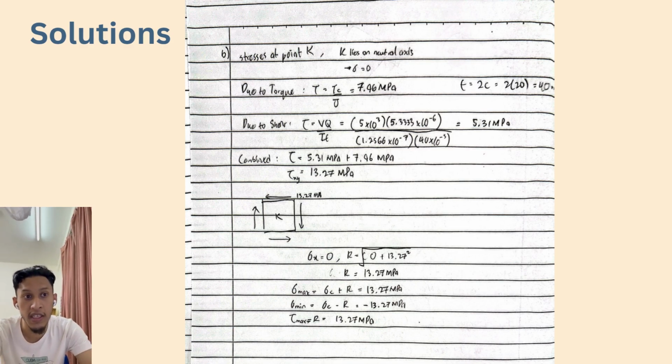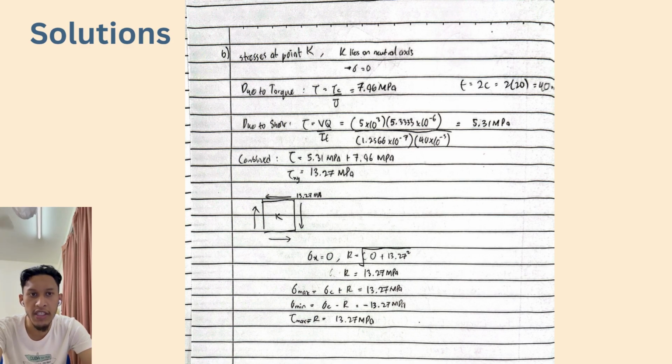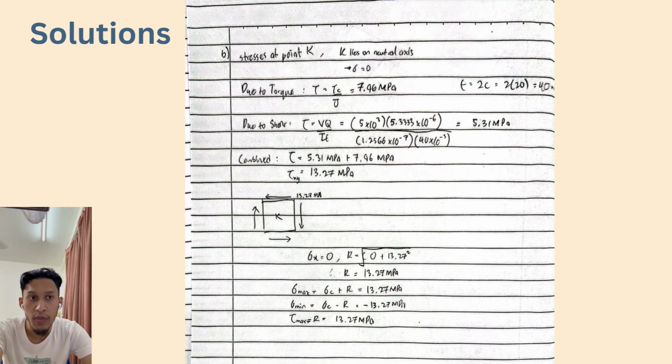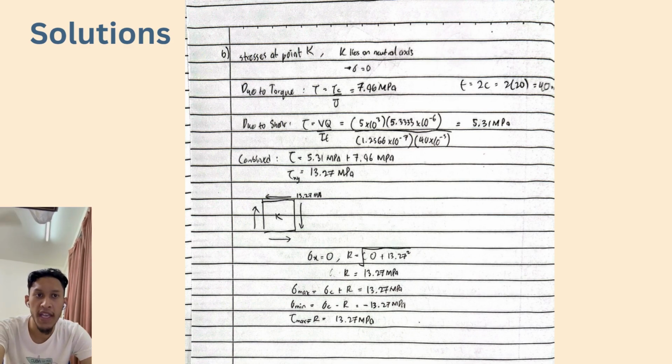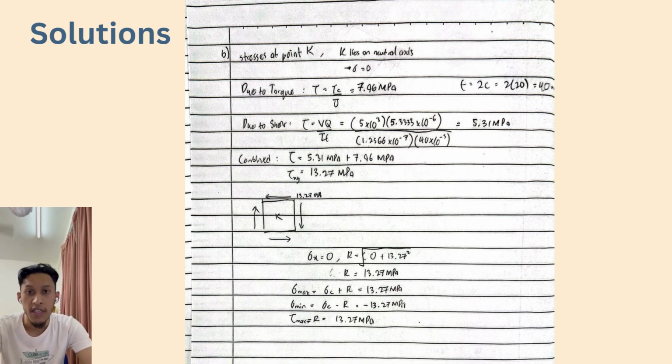So to summarize, we know that point H has high normal stress and moderate shear, which is dominated by bending. So point K has no normal stress but feels combined shear from torsion and vertical load. So that is for me.